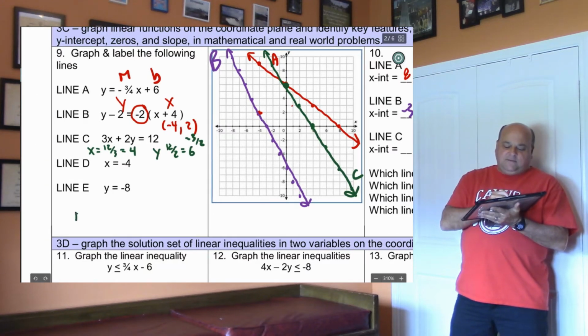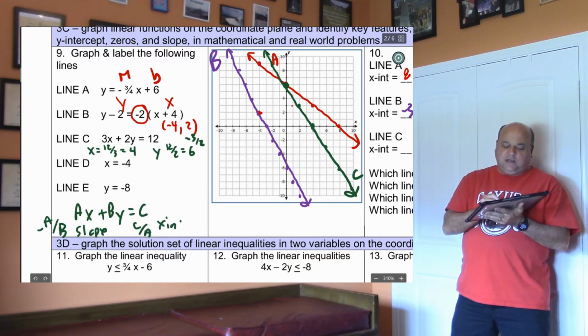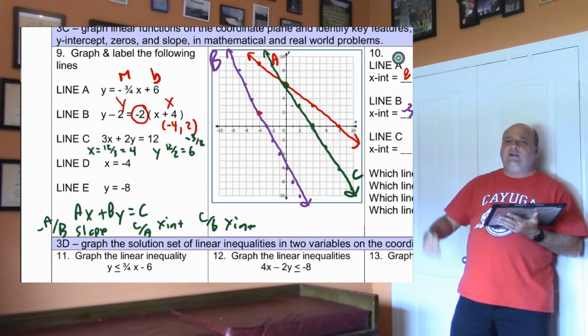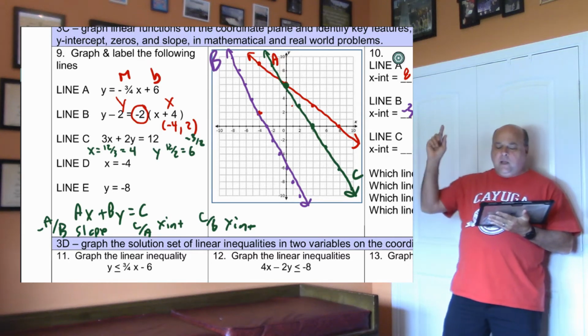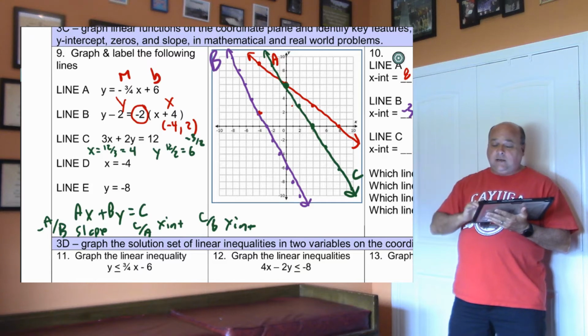Remember, if you have standard form, ax plus by equals c, negative a over b is your slope, c over a is your x-intercept, and c over b is your y-intercept. That's a real easy way to graph the line. You don't have to solve for y, okay? Just remember that. You could solve for y and do mx plus b if you wanted to. It's got to give you the same line.